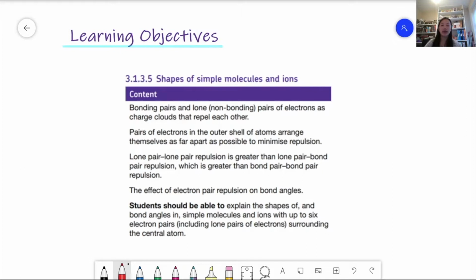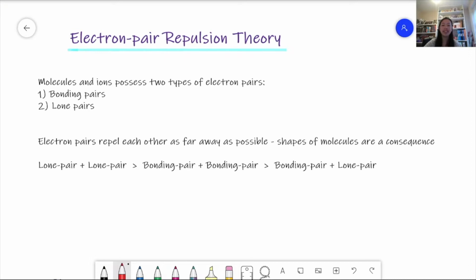Today we're going to be learning about shapes of molecules and ions. So these are the learning objectives. We're first going to look at the difference between bonding pairs and lone pairs, and we're going to look at the electron repulsion theory. We're also going to look at the shapes of molecules and the bond angles, also labeling the shapes up to 6 electron pairs.